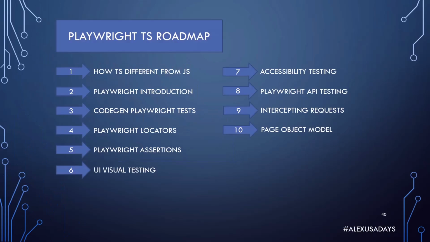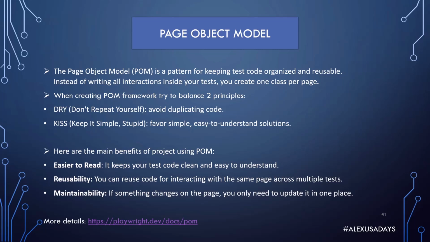So we're in Module 10, we're going to talk about Page Object Model. Page Object Model, or POM, is a pattern for keeping test code organized and reusable. Instead of writing all interactions inside your tests, you create one class per page.